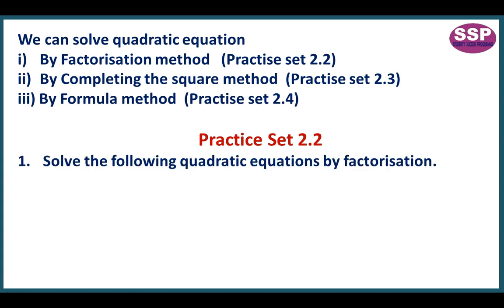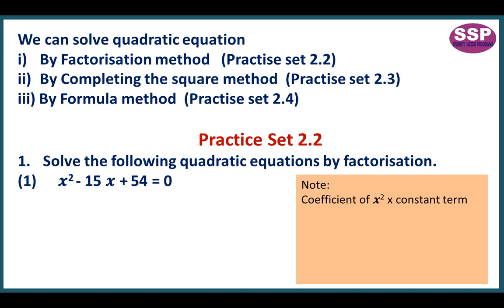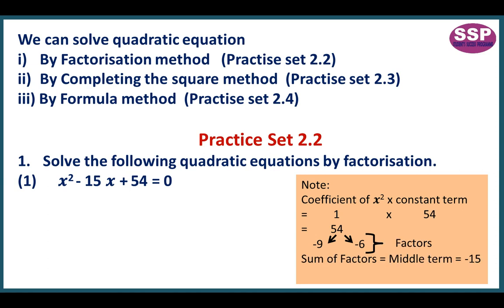First question: solve the following quadratic equations by factorization method. First one, x square minus 15x plus 54 equal to 0. Now there is one note. In this method we have to find the product of the coefficient of x square and the constant term. Here the coefficient of x square is 1 and the constant term is 54, so the product is 54. Now we have to factorize 54 so that the sum of the factors is equal to the middle term. Therefore the factors are minus 9 and minus 6, whose sum is minus 15, equal to the middle term.